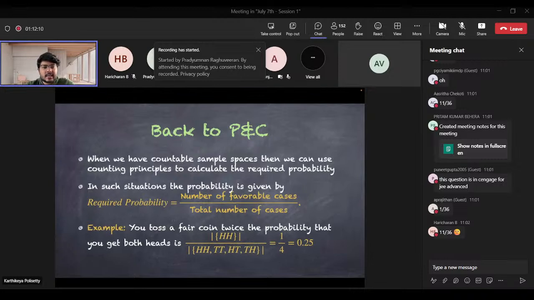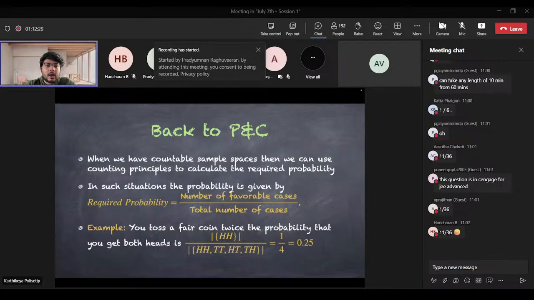So let's see an example. You toss a fair coin twice. What is the probability that you will get both heads? See, our sample space contains only 4 possible outcomes, and our favorable case is only 1. So 1/4, which is 0.25. Is that clear till now? Is everyone with me? Is that clear? Yes.